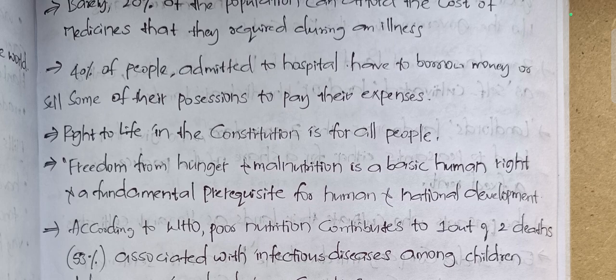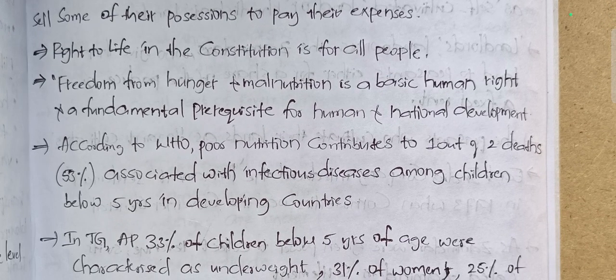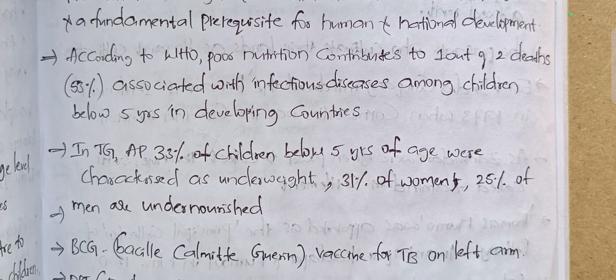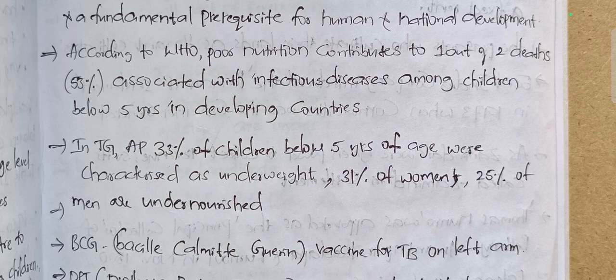Freedom from hunger or malnutrition is a basic human right and a fundamental prerequisite for human and national development. According to WHO, which is World Health Organization, poor nutrition contributes to 1 out of 2 deaths, which is 53%, associated with infectious diseases among children below 5 years in developing countries. In Telangana and Andhra Pradesh, 33% of children below 5 years of age were characterized as underweight, 31% of women and 25% of men are undernourished.